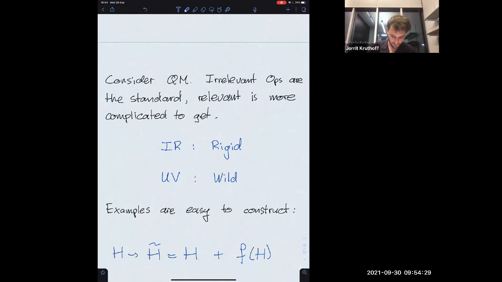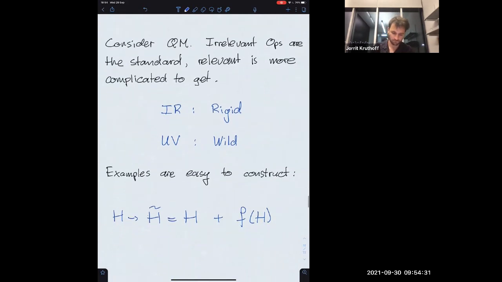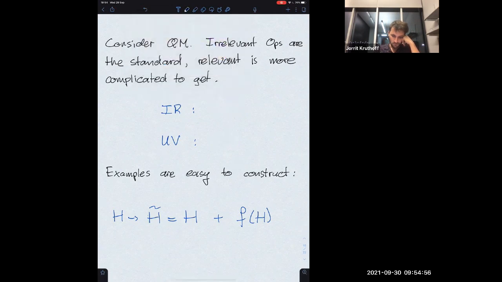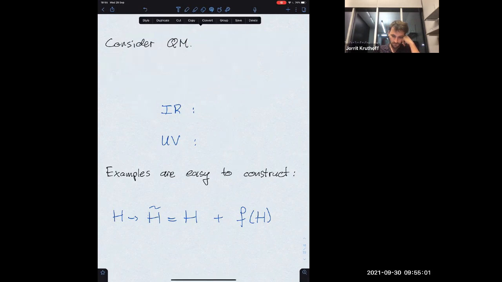So if we consider a quantum mechanics, I think I made a mistake here. I realized later that I got this the other way around. So in quantum mechanics, the IR is actually much more non-universal. I flipped this around. I think this sentence should also be gone. Let's just get rid of all of this. This doesn't make any sense.